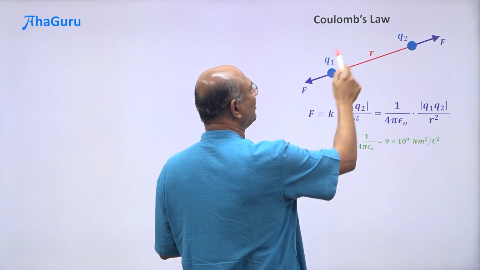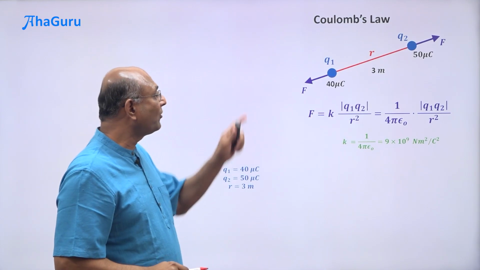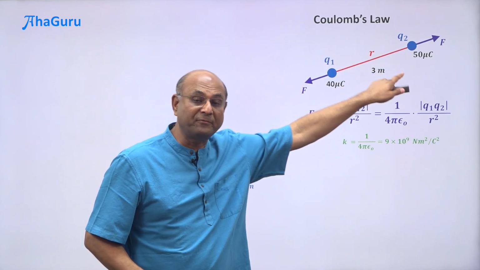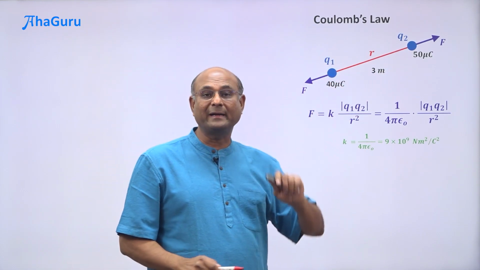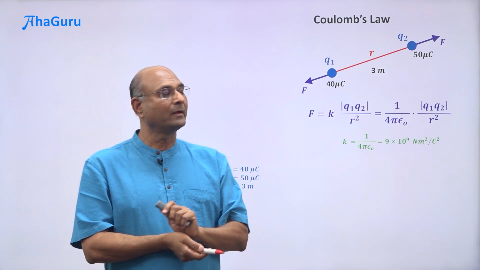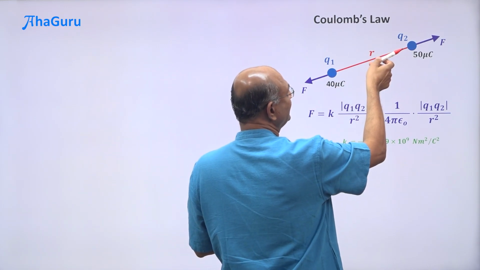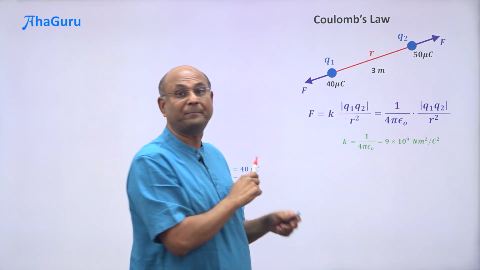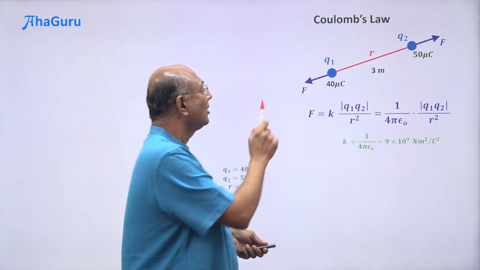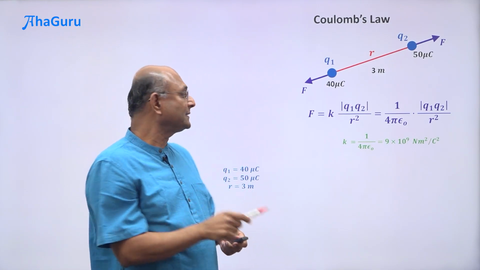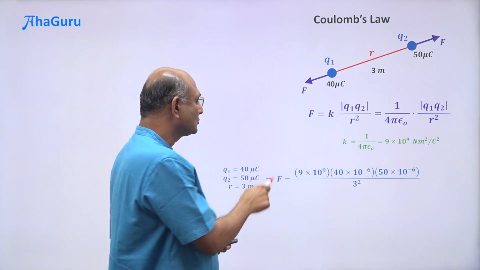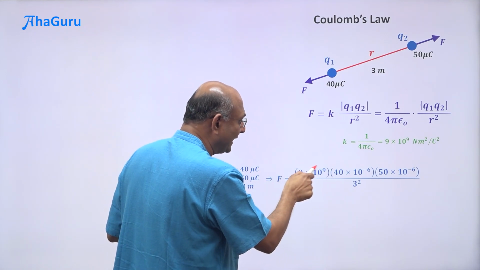I'm going to first use positive and positive charges: 40 microcoulomb and 50 microcoulomb separated by a distance of 3 meters. Because they are both positive charges, you know that the forces are going to be like that, repulsive. How much will be the force? F is K Q1 Q2 by R square. So K is 9 into 10 power 9.